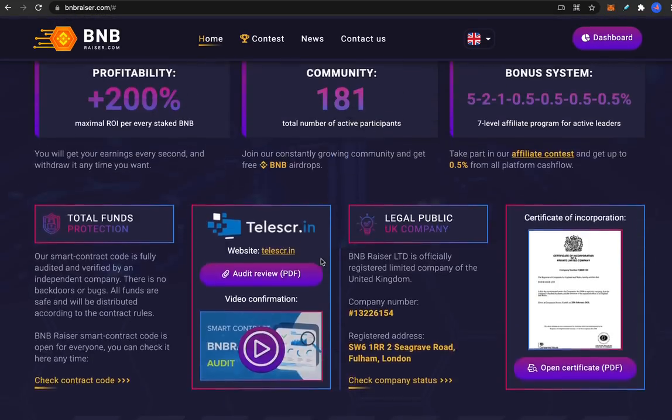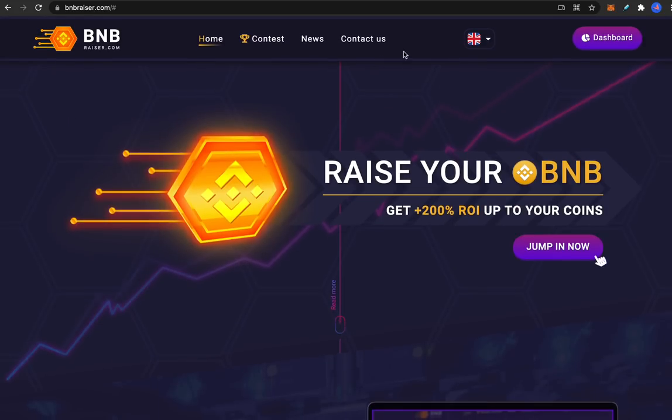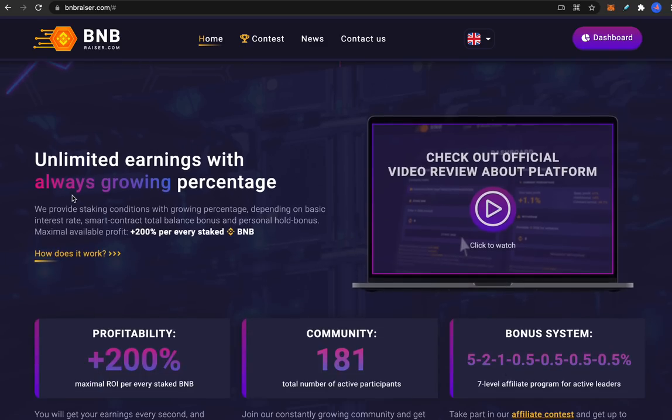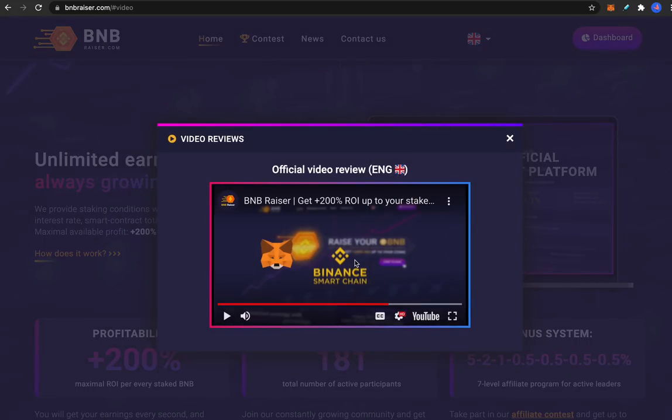They don't have a page for where they actually explain everything. They don't have a page for their team or anything like that. And even if you go here and you click how does it work, how do you generate yield, it only shows a pop-up for a YouTube video, which is just a marketing video, and they do not even explain how they generate the yield. So what I believe from this is that they actually don't know how to generate yield.